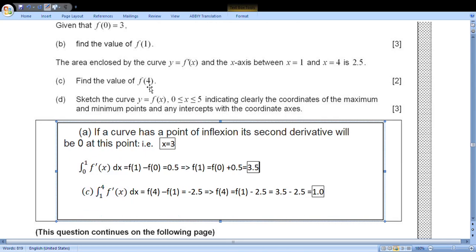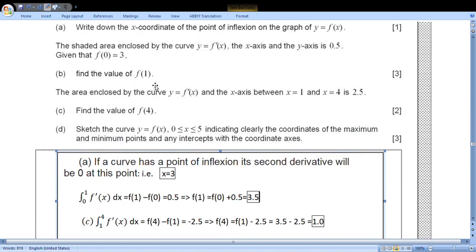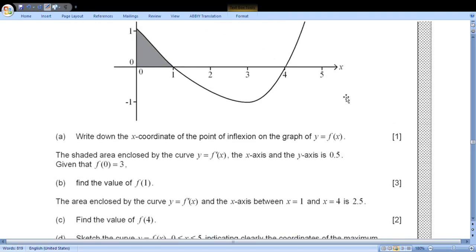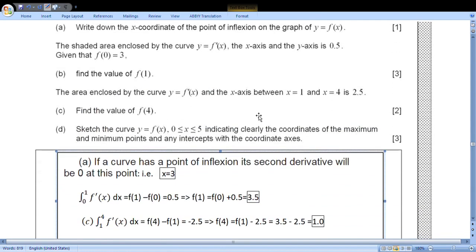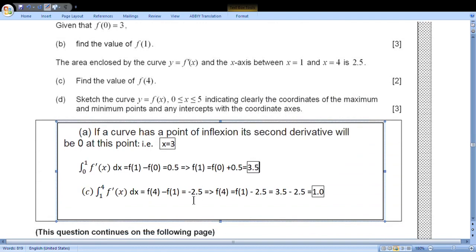Find the value of f(4). The area enclosed between 1 and 4 is 2.5. So the area here will be 2.5. It means that the integral will be minus 2.5. That's attention here. So the integral will be f(4) minus f(1) equals minus 2.5. So we put the value of f(1), which is 3.5, and we get 1.0.